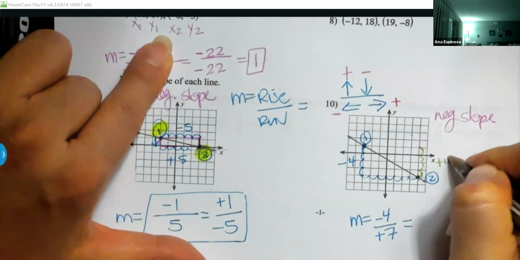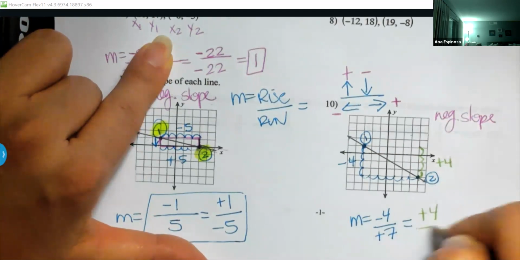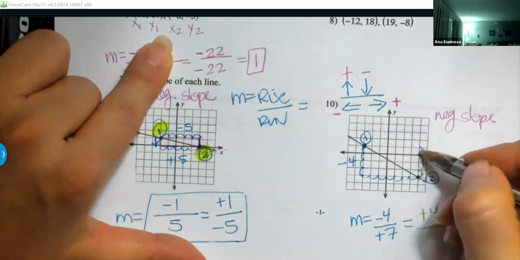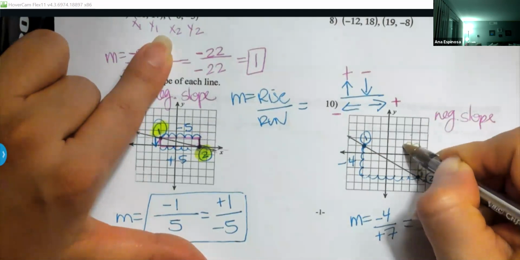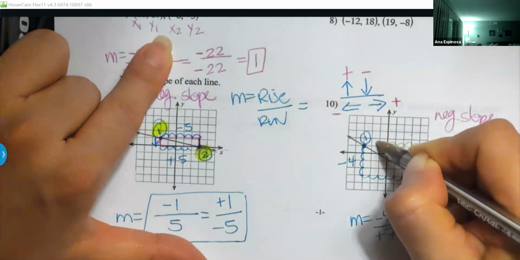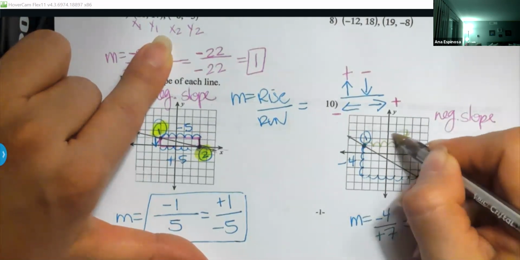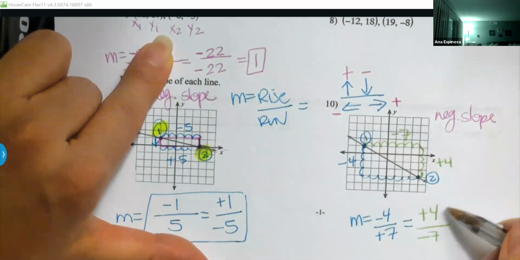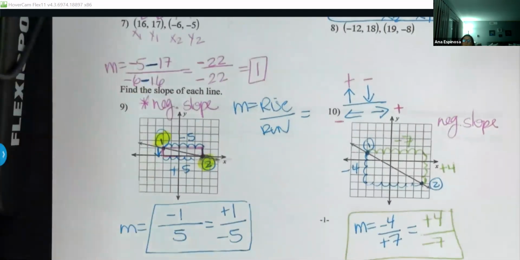So for this, I went up 4. And then I'm standing right here. So I go 1, 2, 3, 4, 5, 6, 7. And I went 7 left. And again, these are both the same answers. Both of those answers would be accepted, let's say, on a test.